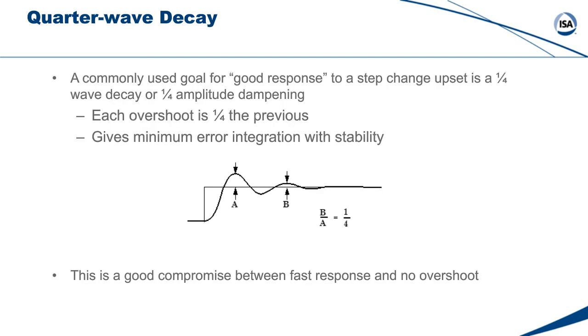The response curve referred to in the previous slide as the compromise curve is often referred to as quarter wave dampening, since the amplitude of each successive peak is 1/4 of the amplitude of the previous peak. This type of response is desirable because it gives minimum error integration with very good loop stability.